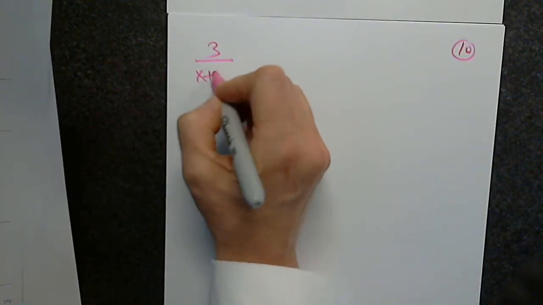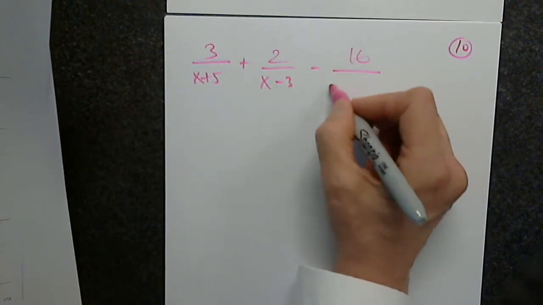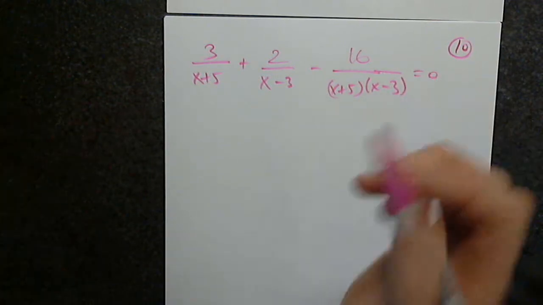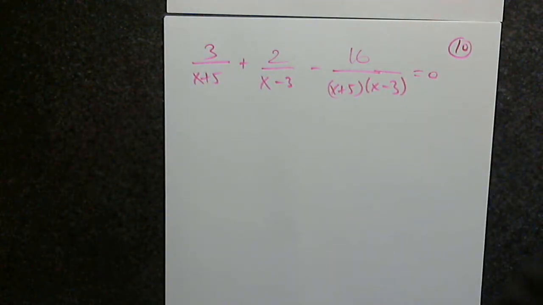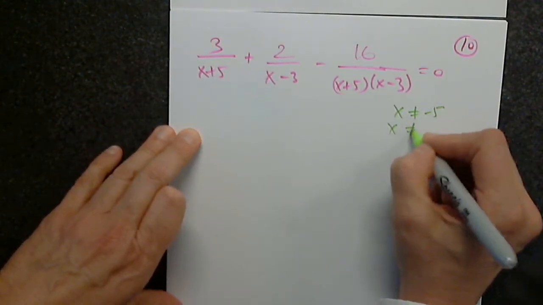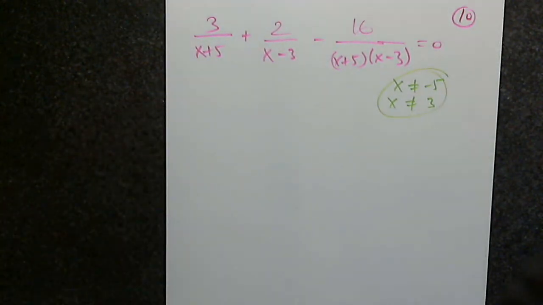Number 1 is 3 over x plus 5 plus 2 over x minus 3 minus 16 over x plus 5 times x minus 3 equals 0. So I always recommend, please state the restrictions. If you don't, you may make a mistake by considering a solution that is not the correct solution. It's the extraneous solution. So I highly recommend that.